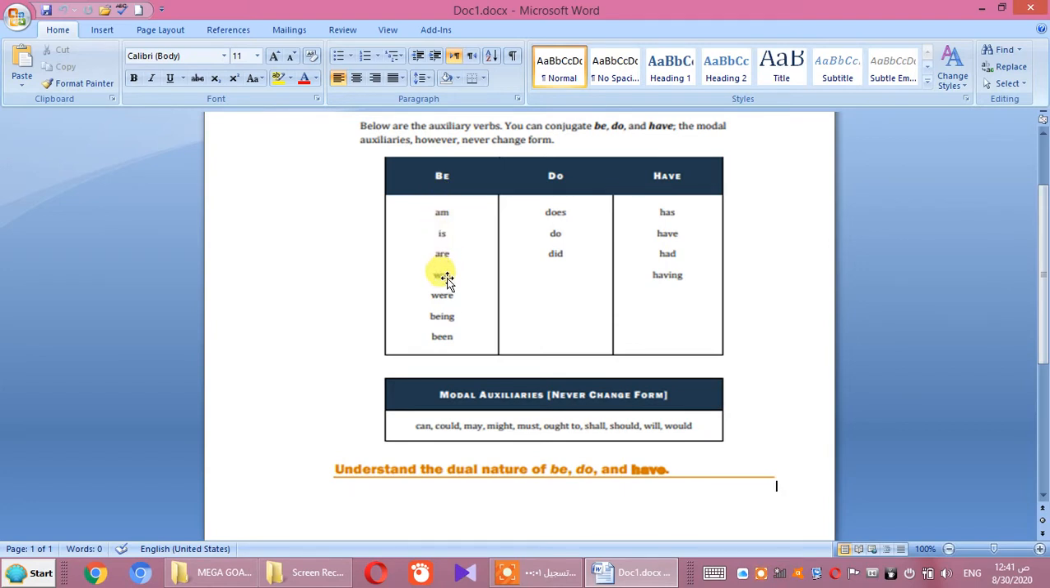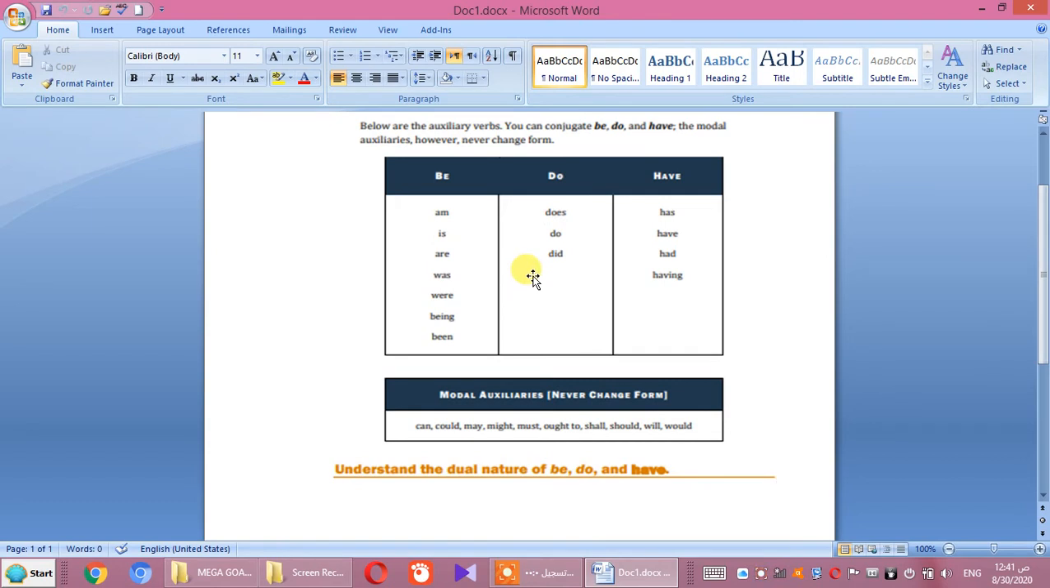Is, are, am, the same idea. We say, he is a man. Is here is a main verb. But when you say he is playing football, is here is an auxiliary verb. Also with do, does, did, the same.